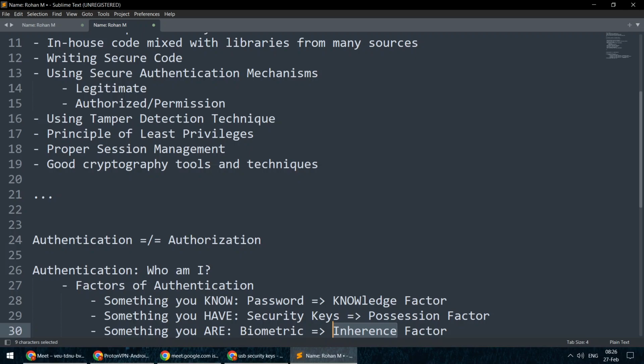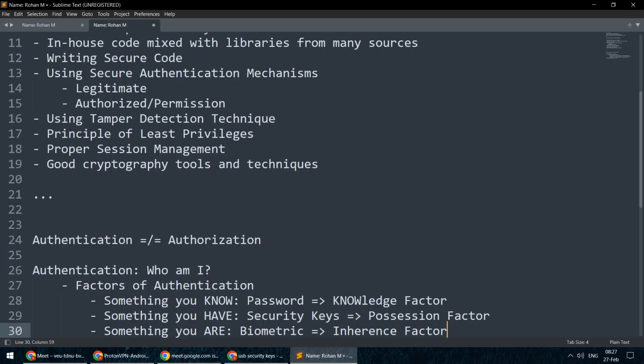Knowledge factor is something you know, like the password. Possession factor is something that you have physically, like the security keys. And the inheritance factor is something that you are, most commonly biologically, that is the biometric factor. If while authenticating you are using any one of them, either knowledge factor or possession factor or inheritance factor, any one of them is single factor. Using any two of them is two factor, and using more than two of them is multi factor.